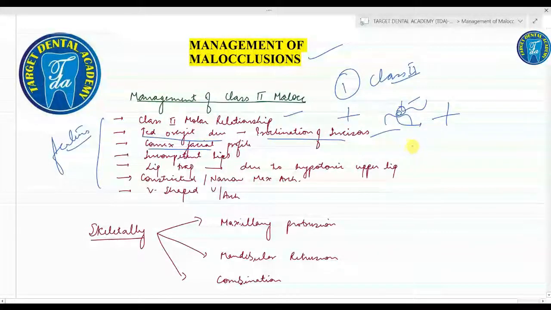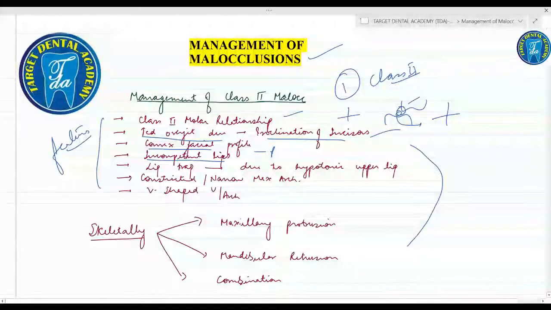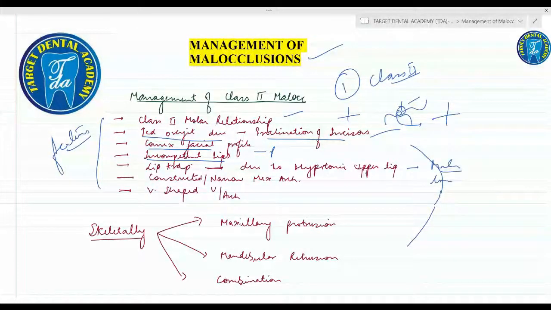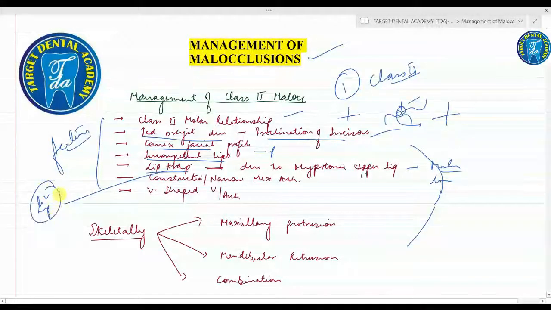So the patient exhibits a convex facial profile. The lips are incompetent. Why are the lips incompetent? Due to the proclination of the upper incisors. In this, the patient is unable to close the lips, or there is a low lip seal formed. Next feature is the lip trap, very important for your MCQ.